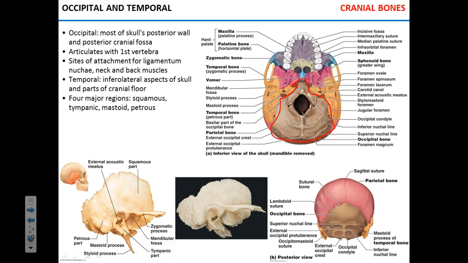Sorry. The attachment of the first vertebra can be seen on the occipital bone right here as so-called occipital condyles. These are occipital condyles on the bone, and they articulate with the first vertebra of the vertebral column. You can stop by Marvin later and see the articulation. It's pretty clear here.